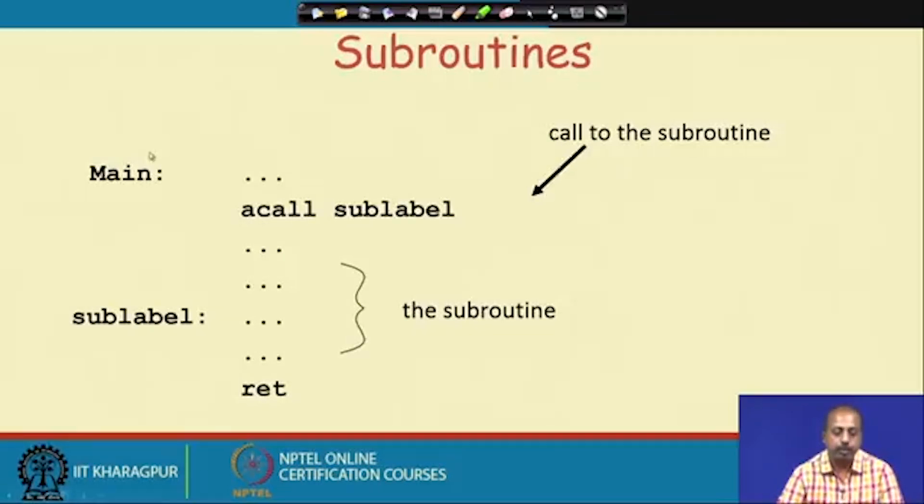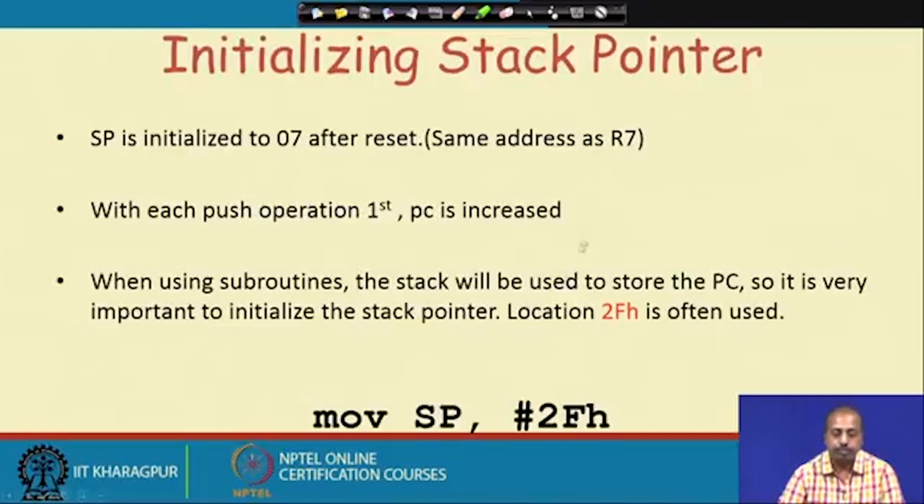When you are writing a subroutine, we are doing it like this. Suppose this is the main program. After some time we are calling a subroutine called sublabel. So, this is a call to the subroutine, and this is the subroutine body. After this sublabel is over, there is a ret instruction. The ret instruction will take it back to the instruction just after the call.